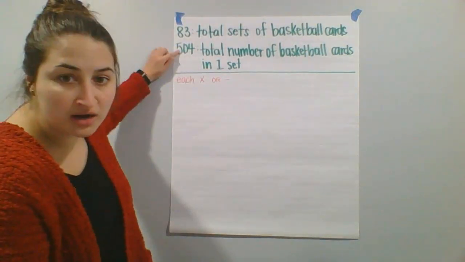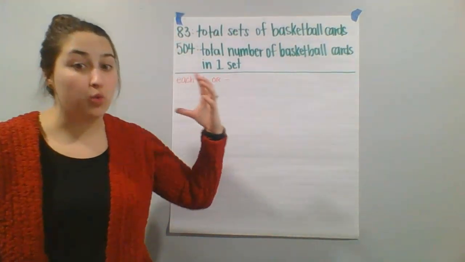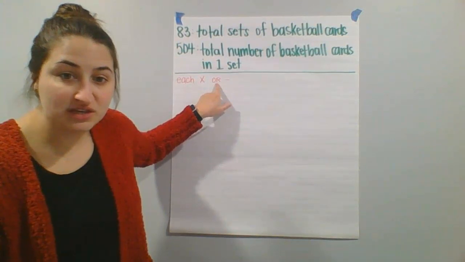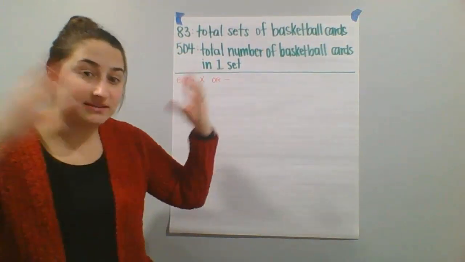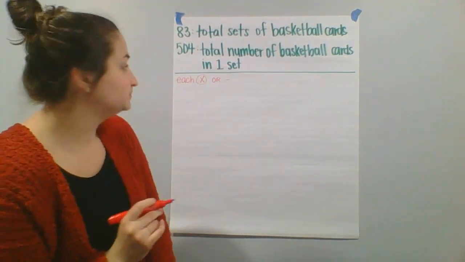There is one set of cards, and there are 83 sets. That means we want to get quite a bit bigger. So looking between these two operations, multiplying is going to cause our answer to get bigger. So we want to be multiplying.